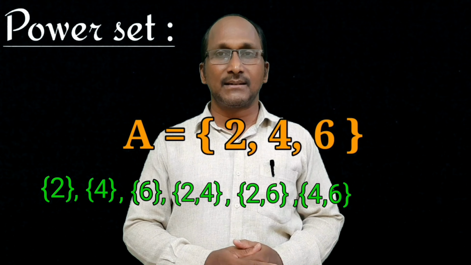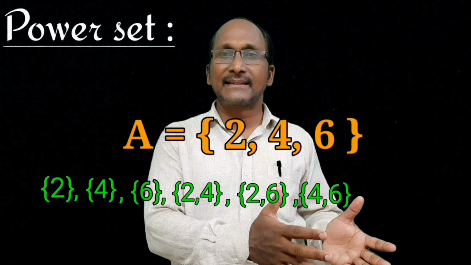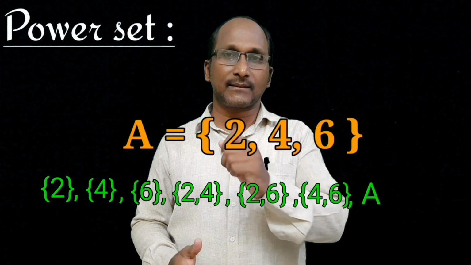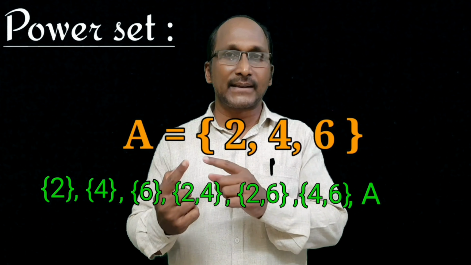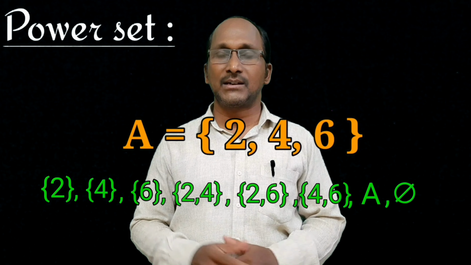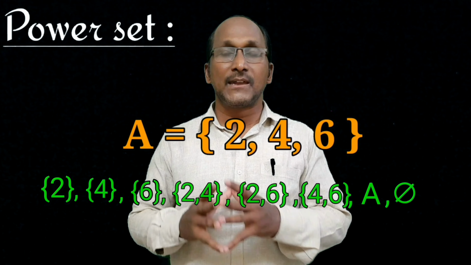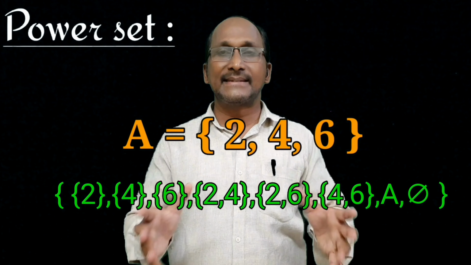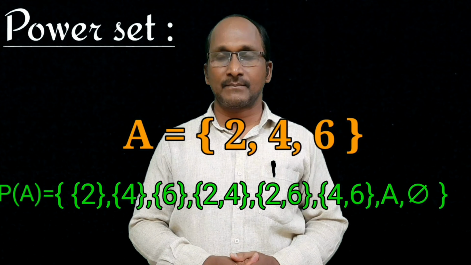So we know that every set is a subset of itself. That's why A can be taken as subset of A. So A is one of the subsets. And also we know that null set is a subset of every set. That's why for this set A, we can take null set also as subset. Now, these are all the possible subsets of the given set A. If you take the set of all these subsets, now this set is defined as power set of A.